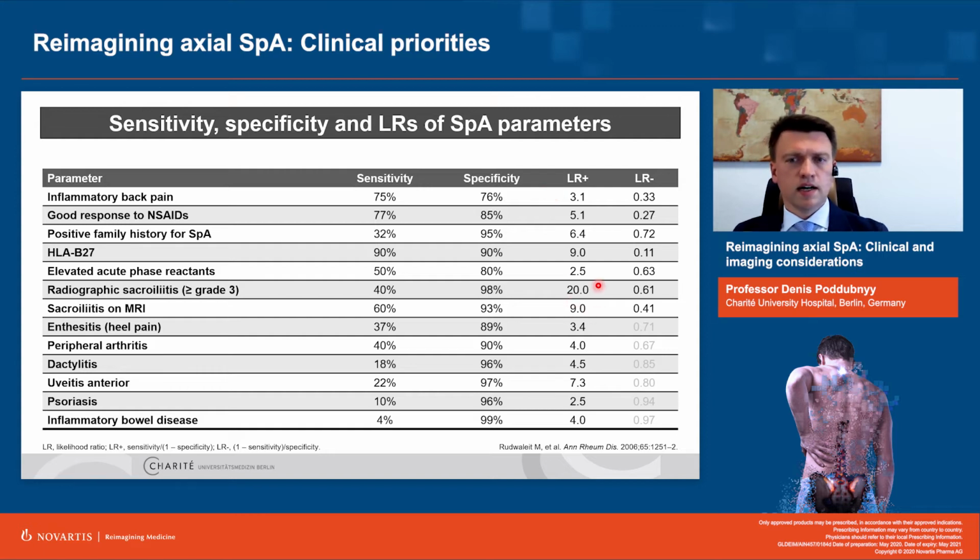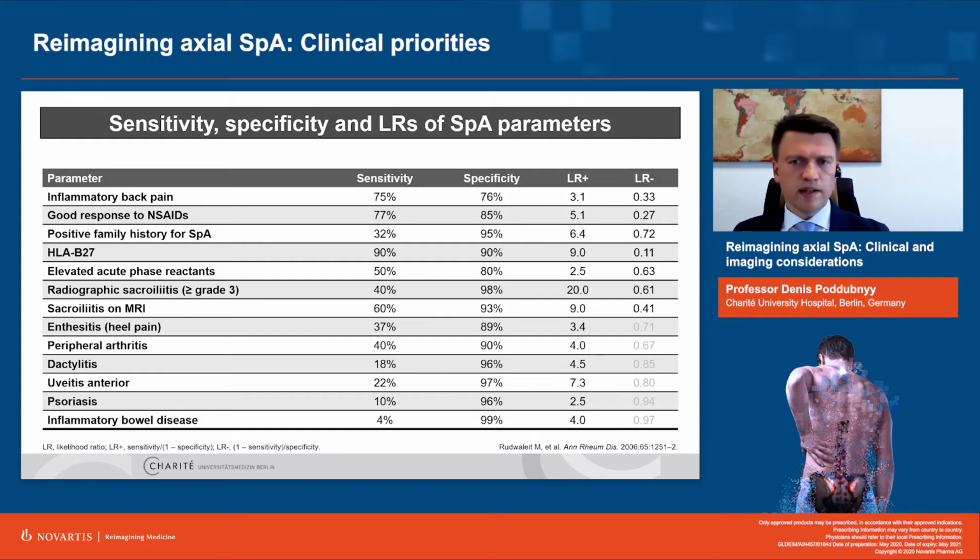And you see the highest positive likelihood ratio is in radiographic sacroiliitis of grade 3, and uveitis anterior has also quite high positive likelihood ratio, between the 7 as well. Negative likelihood ratio tells you what is the value of this test if the test result is negative. So how high would be the reduction of the diagnostic probability if the test is negative. And you see that there is also a major variation in terms of the diagnostic value of negative test results.